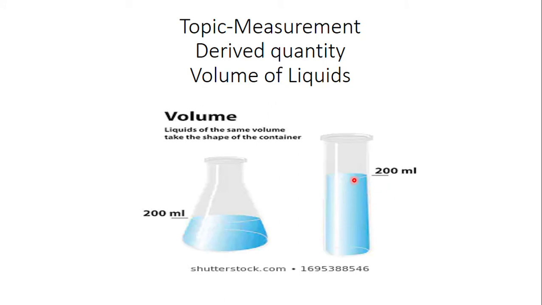So it is the appearance of the container which deceives our eyes. We should actually see the exact volume by using the graduations, the markings, which will be there in the measuring devices, right? It is because the appearance is deceiving us, because the liquids take the shape of the container. They do not have a definite shape.